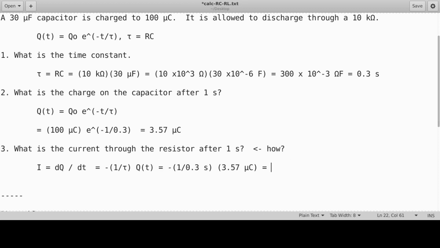So what's this going to work out to? 3.57 divided by 0.3 equals negative 11, and it's going to be microamps. The negative just means that the current is traveling in the opposite direction of the decreasing of the charge. So there it is.